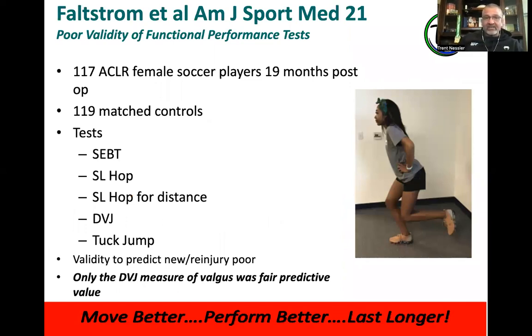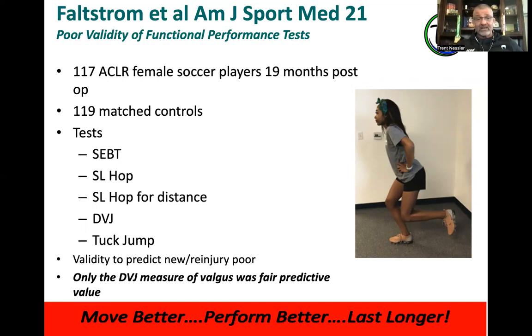So this is a study done in 2021 talking about the poor validity of functional performance tests. So here's the thing. All of these tests, the SEBT, star excursion balance test, the single leg hop test for distance, drop vertical jump test, and the tuck jump test. All of these, as objective as we try to make them, some people use video technology with them, yet they'll use Coach's Eye, or they'll use Dartfish or something along those lines, those tests are still subjective for the most part.